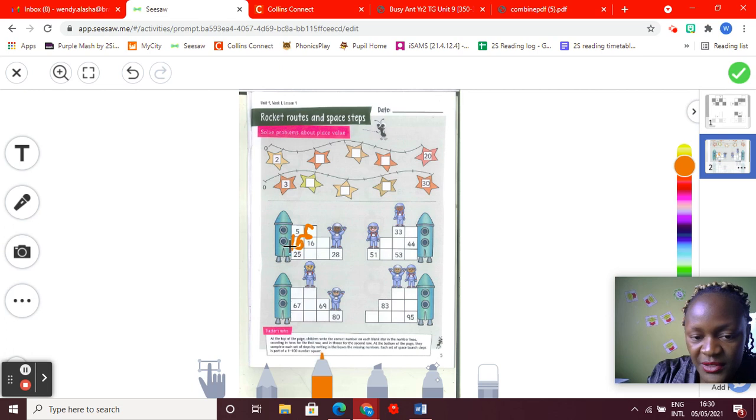And look, after 15 is 16. And what do you think will come here? 15, 16, 17. Well done. What about this lower part? 25, 28. 25, 26, 27, 28.